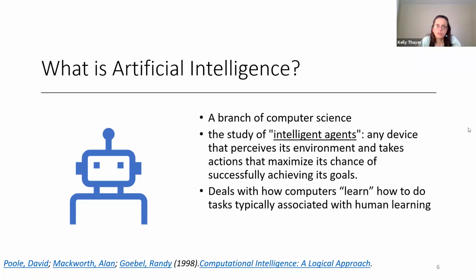So what exactly is artificial intelligence? It's a branch of computer science. It is the study of intelligent agents. That's any device that perceives its environment and takes actions that maximize its chance of successfully achieving its goals. It deals with how computers learn or how to do tasks typically associated with human learning.